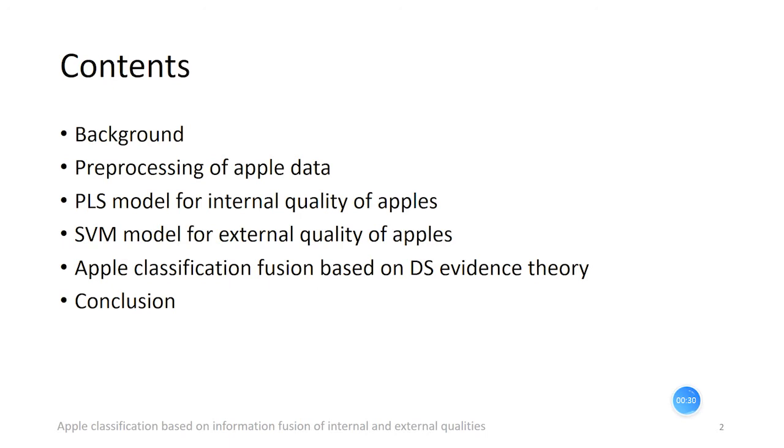First, I will introduce the background of our research and pre-processing of apple data. Partial least squares prediction models and support vector machine prediction models are established respectively for internal and external quality estimation. To make detection results more accurate, Dempster-Shafer theory is used to fuse the prediction models of internal and external quality.